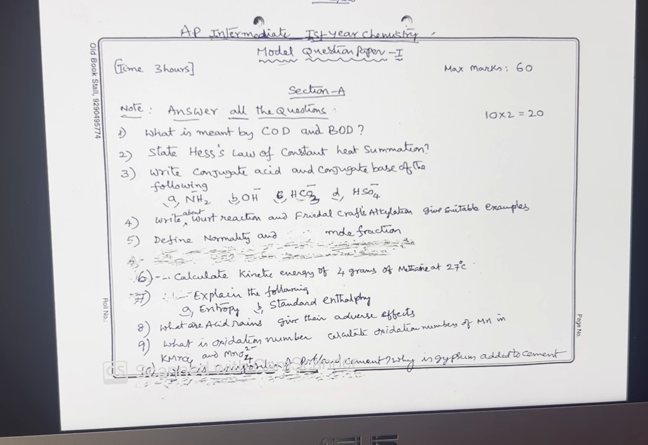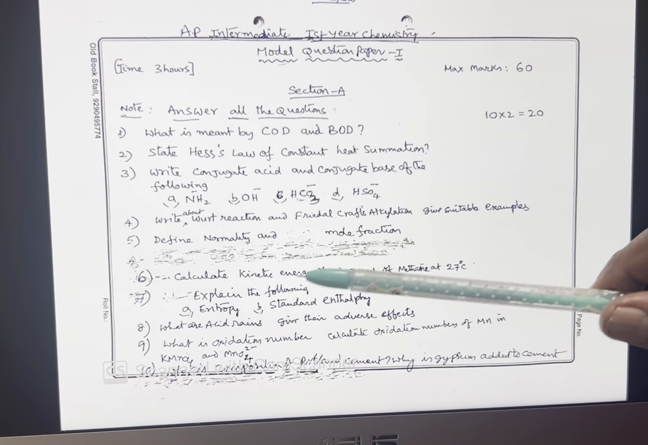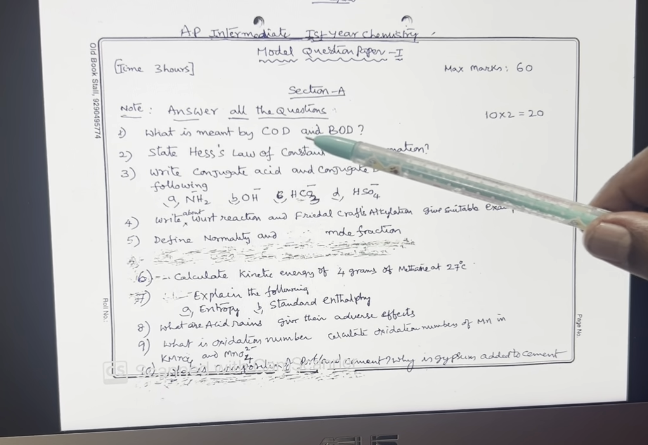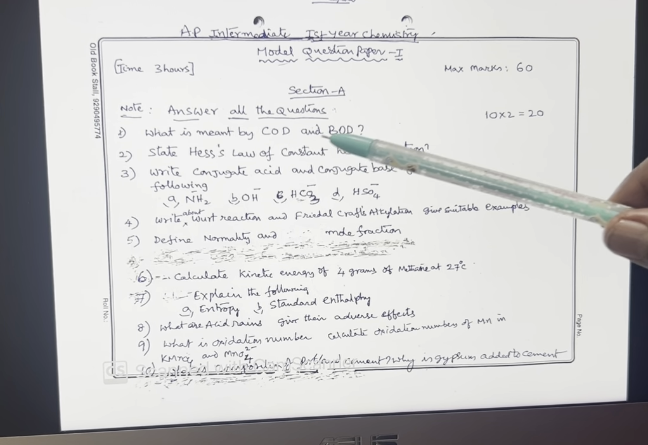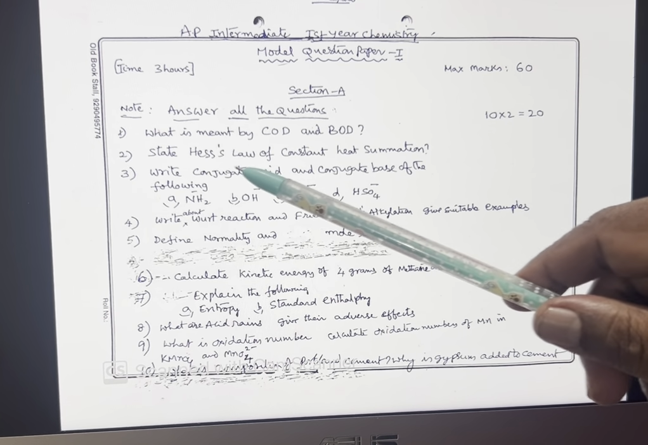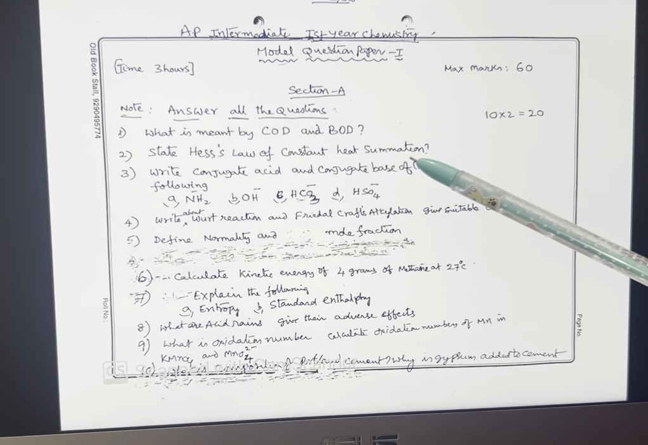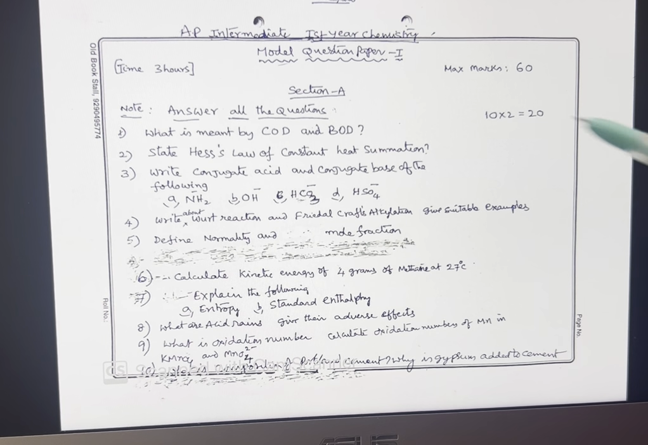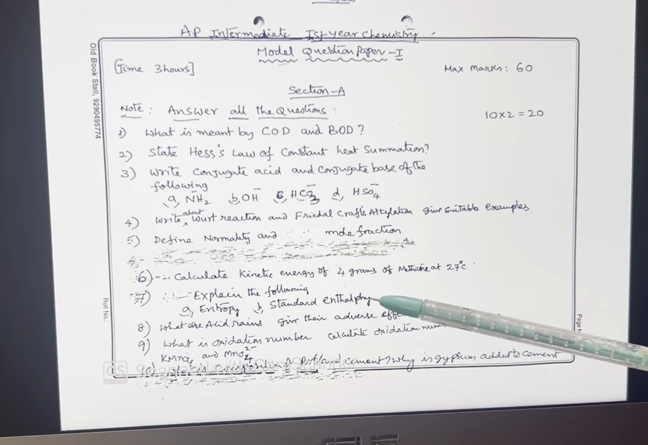So now these are the 2 marks questions. What is meant by COD and BOD? Chemical oxygen demand, biological oxygen demand. This is from environment chemistry. State Hess law of constant heat summation. This is from thermodynamics. From thermodynamics, most of the times 2 marks are given, because the weightage is 4. So this is 2 marks, and another one is also 2 marks.